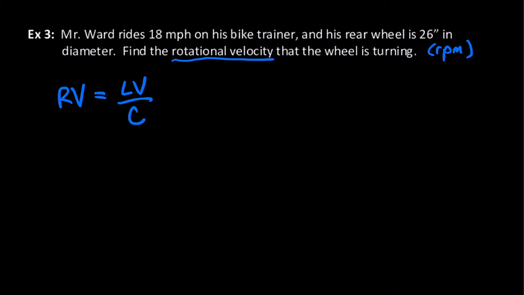But here's the issue. Mr. Ward rides 18 miles per hour. His rear wheel is 26 inches. So linear velocity is 18 mph. Circumference is going to be 26 pi inches. These units, miles and inches, don't match up. So I can't use those values.